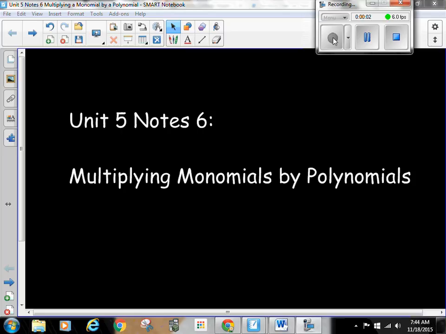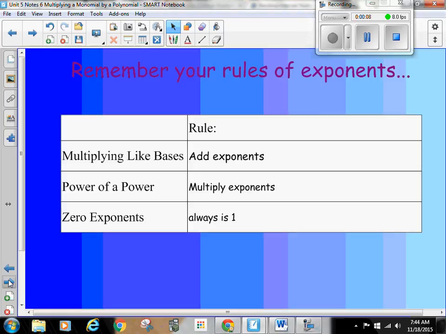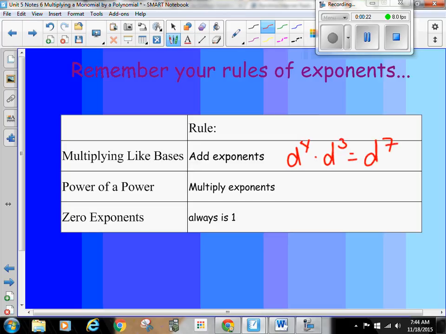All right, guys, we are going to do our note 6 for this unit 5. It's on multiplying monomials by polynomials. Okay, so remember our rules of exponents. When we multiply like bases, we add the exponents, such as d to the 4th times d to the 3rd. We're going to add the 4 and 3, so we get d to the 7th.